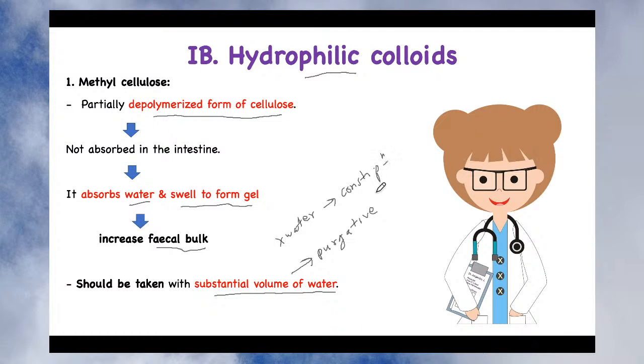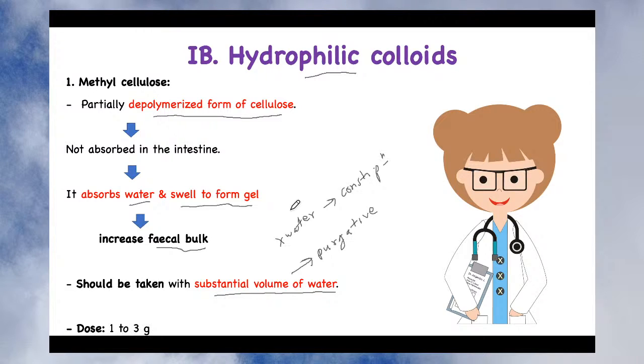So when you are using it in case of constipation, you have to take it along with a substantial volume of water. When you are using it in case of diarrhea, you should take less water so that it can absorb water from the stool, isn't it? So this is how the same drug produces both actions, purgative as well as anti-diarrheal. We'll see this drug in the anti-diarrheal part of this chapter also. So it should be taken with a substantial volume of water.